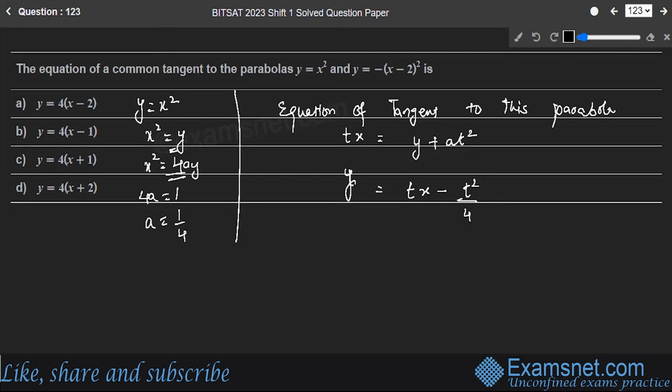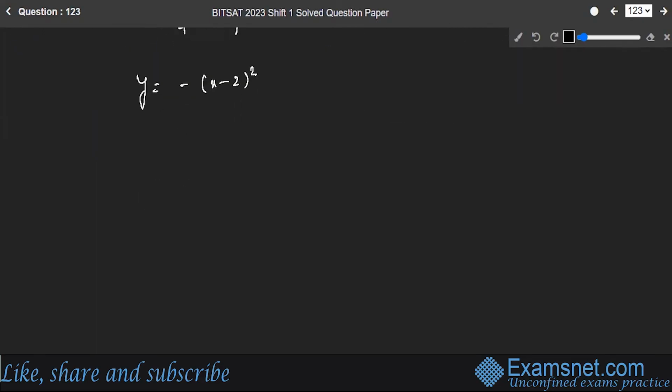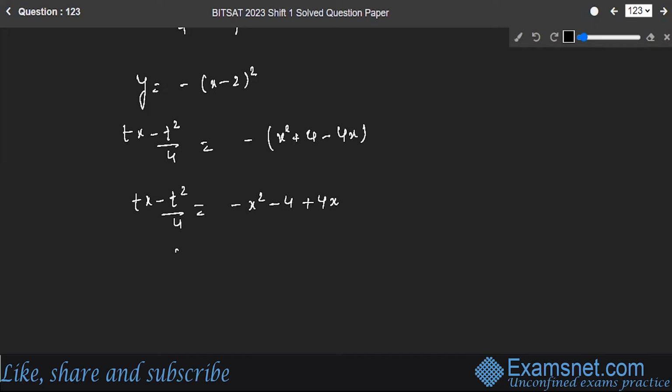Now let's use the equation of the second parabola. This you have y is equal to minus x minus 2 whole square. So let's put the value of y as this, which is tx minus t square upon 4 is equal to minus x square plus 4 minus 4x. Or this will be tx minus t square upon 4 is equal to minus x square minus 4 plus 4x, or you will have x square plus x taking common, t minus 4, minus t square upon 4 plus 4 is equal to 0.